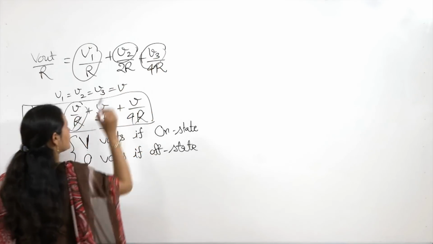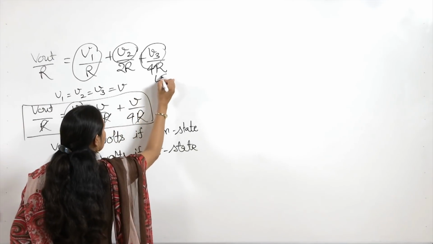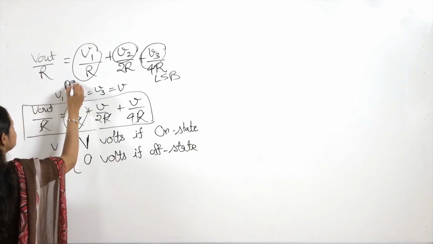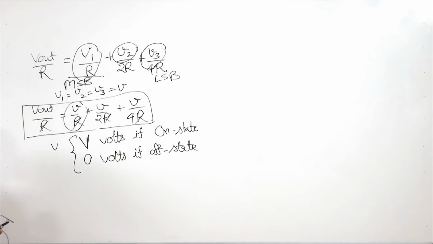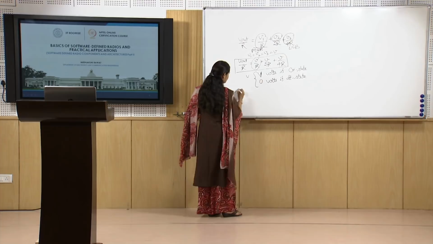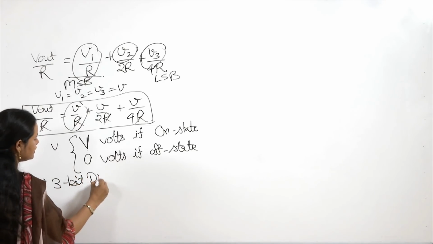So, if you look at this circuit and at our binary digits, then we can say this one is the least significant bit because it has lower weight there, and this one is the MSB, most significant bit, because it has the most impact in this schematic. So, let us take this example. We are saying that whenever we have a signal in on state, we will take 2 volts, and in off state we will take 0 volts. So, for example, a 3-bit DAC.